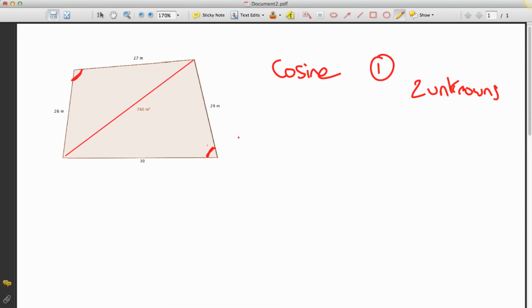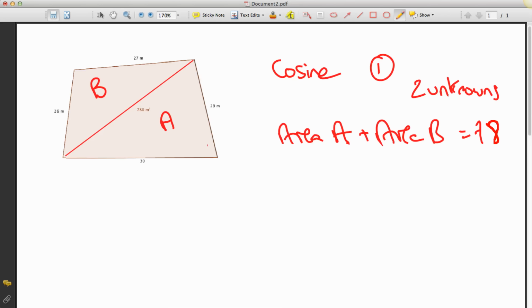quadrilateral? Well, I also know, of course, that the area is 780 meters squared. So if I worked out the area of triangle A, and I worked out the area of triangle B, and if I add them together, I'll get a number. Area A plus area B will equal 780. Okay, fine. Can I work out the area of these triangles? Well, no, but I can work my way towards it.